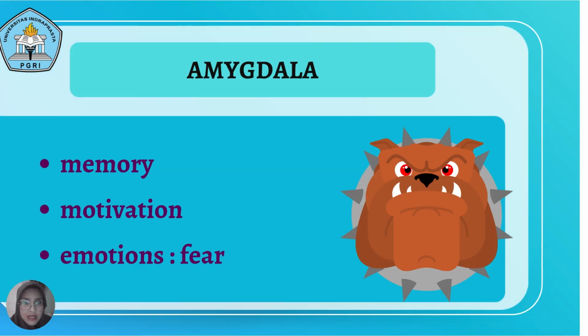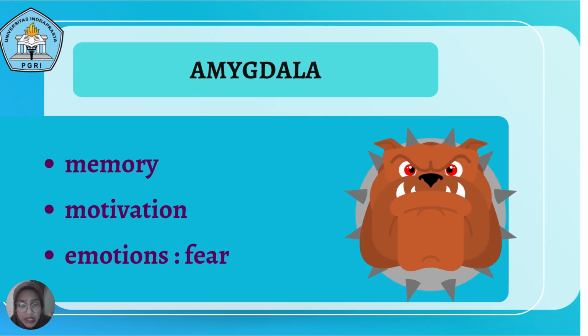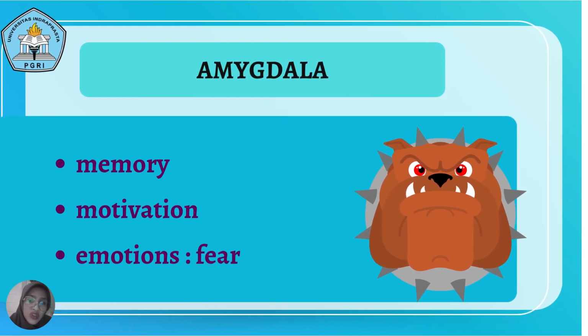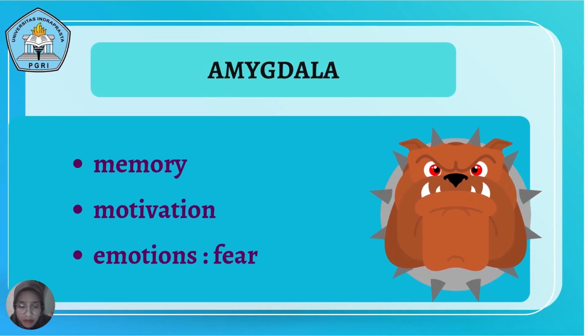The next one is the amygdala. The amygdala is an almond-shaped brain structure in the temporal lobe. It deals with emotion, especially fear, and it's vital for memory and motivation as part of the limbic system.